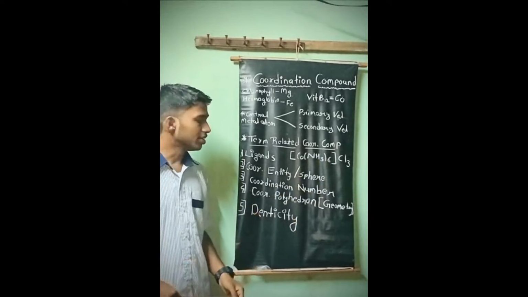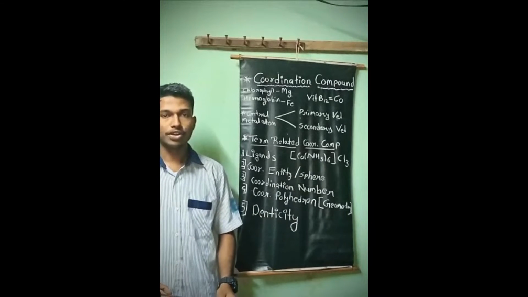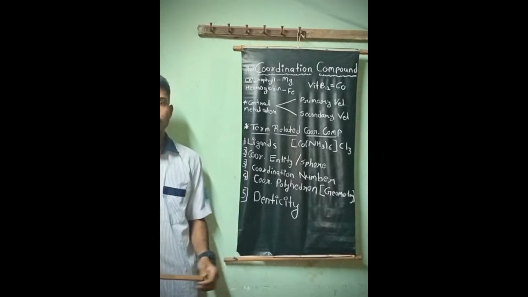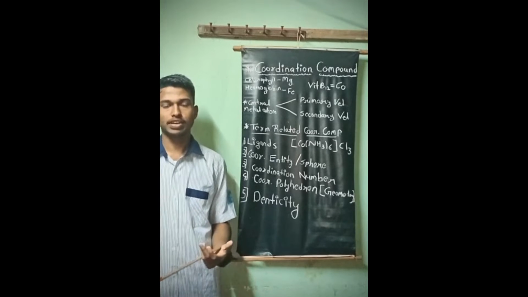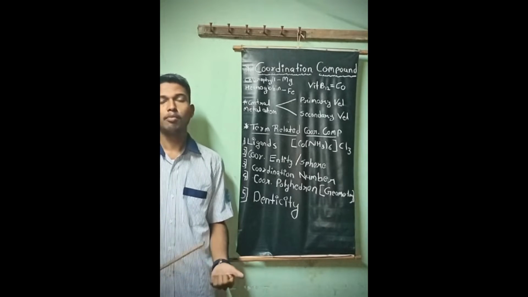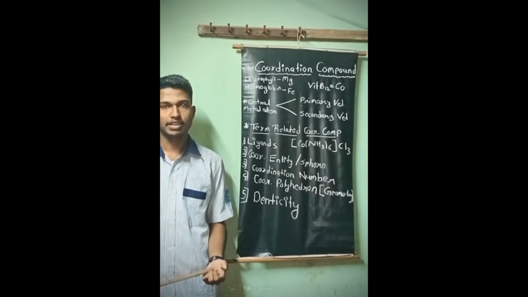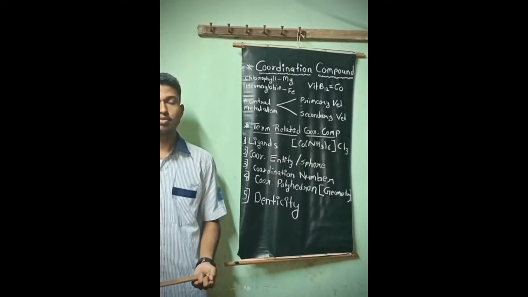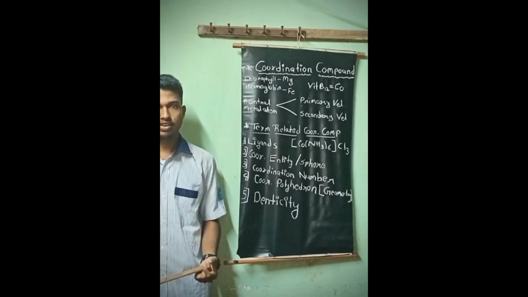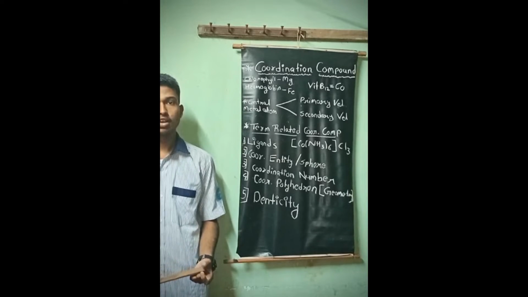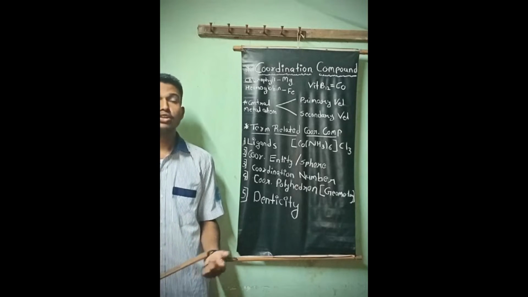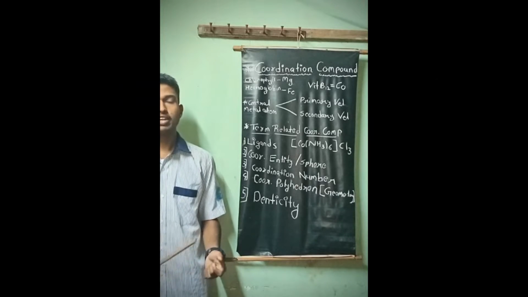Next is coordination polyhedron. Based on the number of sites by which ligands are attached to the central metal ion, we have three types of denticity, that is unidentate, bidentate and polydentate. Unidentate means the ligand is attached to the central metal ion by one side, whereas bidentate means by two sides, and polydentate means ligands are attached to the central metal ion by many sides.